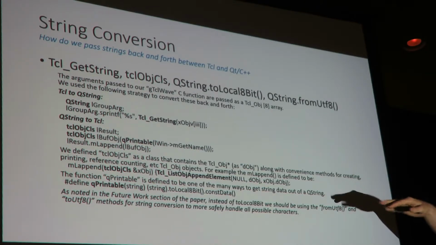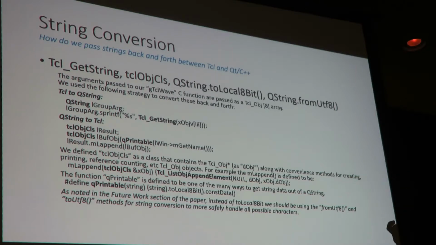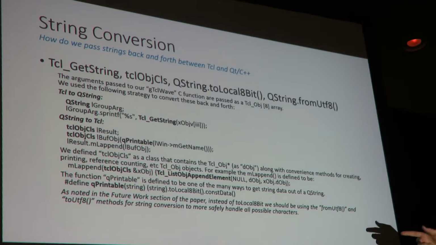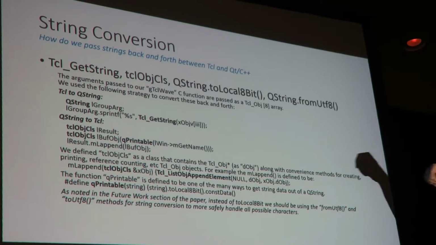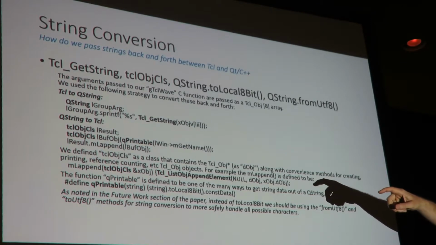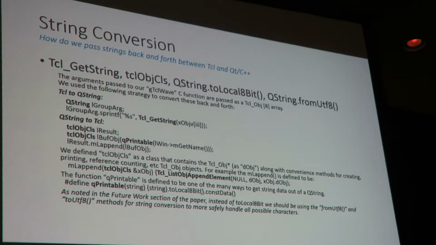To go the other direction, Brian created this Tcl obj class that really is just, the main thing is it holds onto a Tcl obj inside of it. But you have a QString, and there are some conversion routines. I actually used the wrong one, Brian corrected me. You take the QString and you do toLocal8Bit const data, or what I should have used was toUtf8 to get all the possible characters. But basically, I just get the QString representation and have a method that takes that string and appends it onto a Tcl obj. So a little bit of too much detail there.